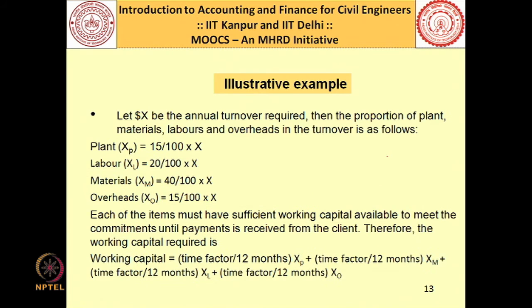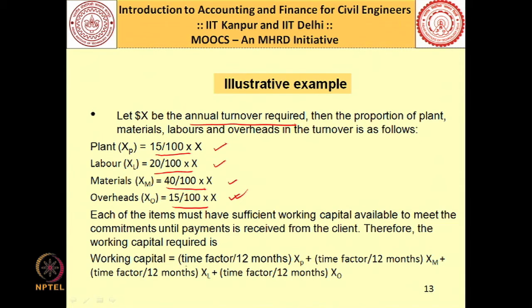Now, what we do is, let us assume that X dollar be the annual turnover required, which can justify an expense of $180,000 of working capital and $45,000 of establishment charges. Now, it is given that plant constitutes 15%, so 15 by 100 of X, labor 20%, so 20 by 100 of X, material 40%, so 40 by 100 of X, and overheads 15 by 100 of X. Now, we have also calculated the breakup of these plant, labor, materials in the previous slide.